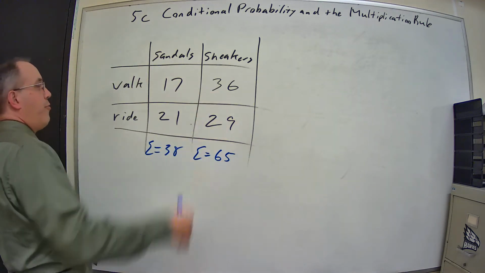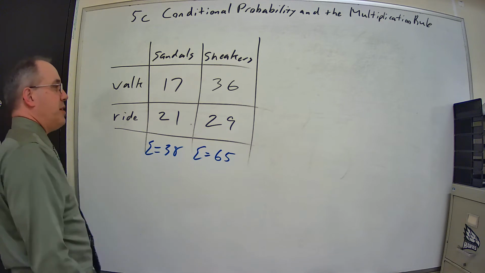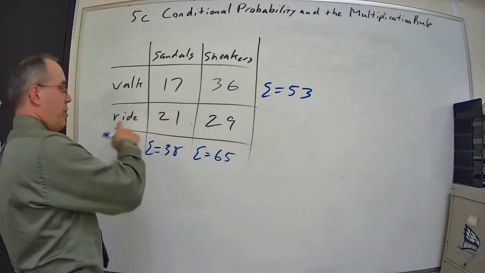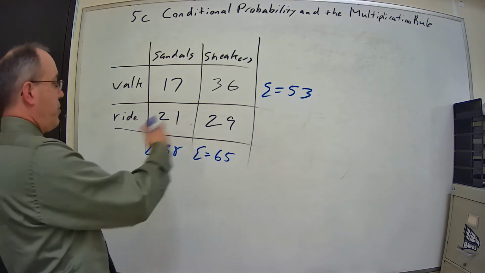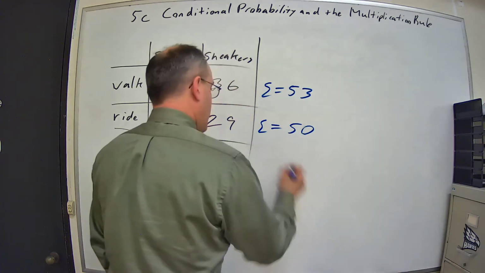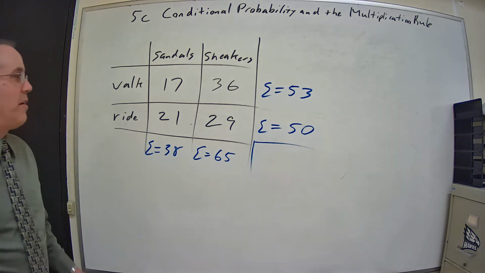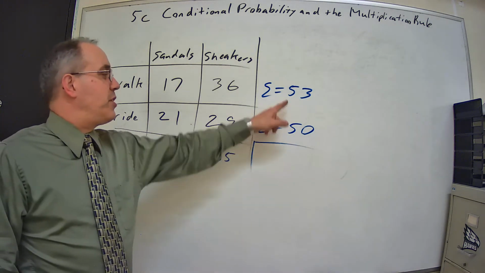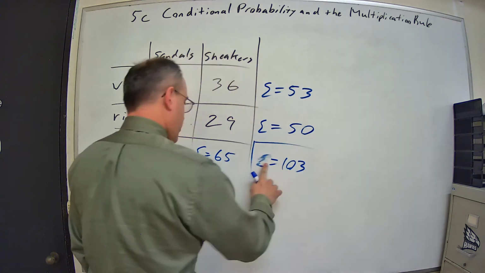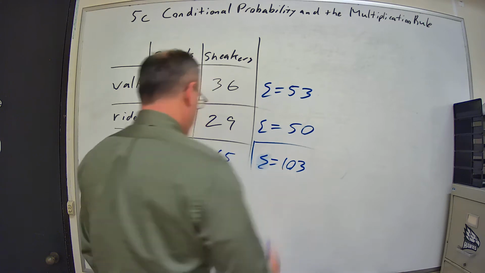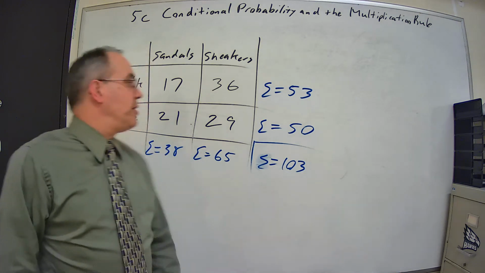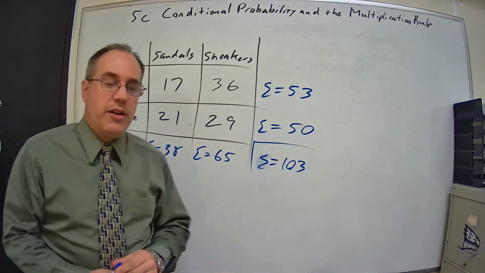Total number of people who prefer to walk, 17 plus 36, 53. Total number of people who prefer to ride, 21 plus 29, 50. And then remember that last little bit here. How many people total? 53 plus 50 is 103. That was a really sloppy sigma. Or 38 plus 65, 103. So now that we've got that, we can put these together.